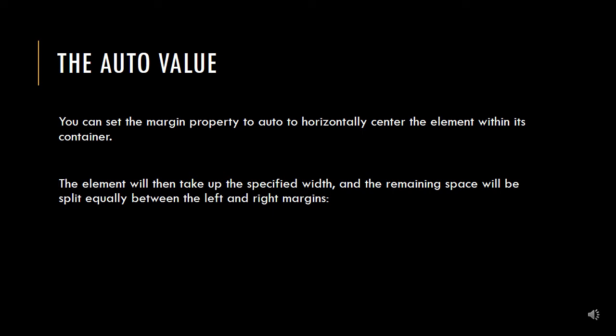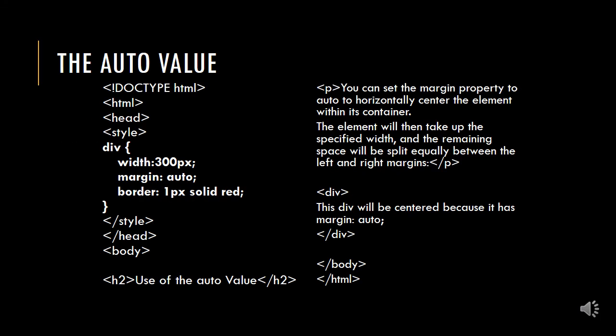You can set the margin property to auto to horizontally center the element within its container. The element will then take up the specified width, and the remaining space will be split equally between the left and right margin, bringing the element to the center. To declare the auto value, we'll be using the margin property, then the value auto.